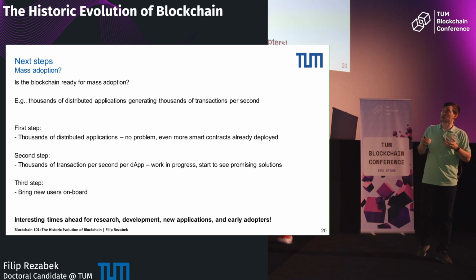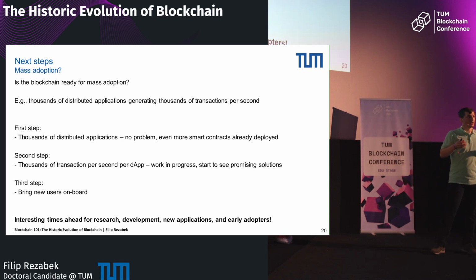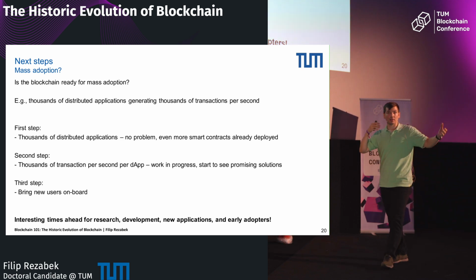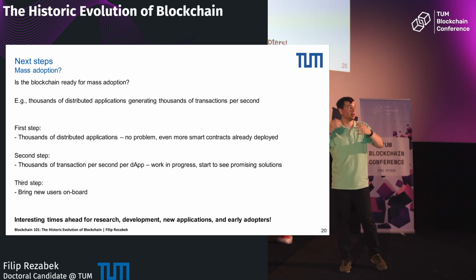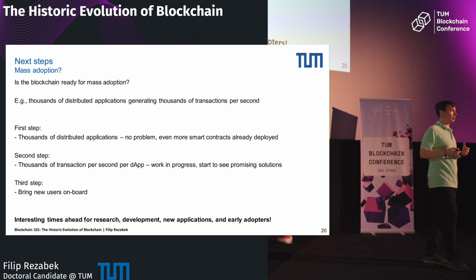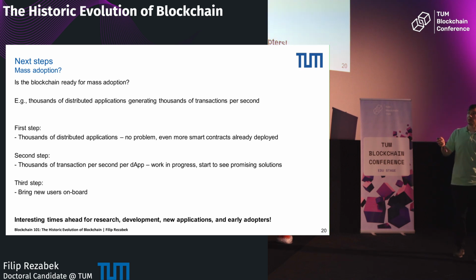So for me, in general, what I would consider as mass adoption, I would think of having thousands of distributed applications that are able to do thousands of transactions per second, right? Because you want to have a lot of people on board that are interacting and generating a lot of flow, which of course, if you do roughly the math, you actually end up with millions of transactions per second the system can handle.